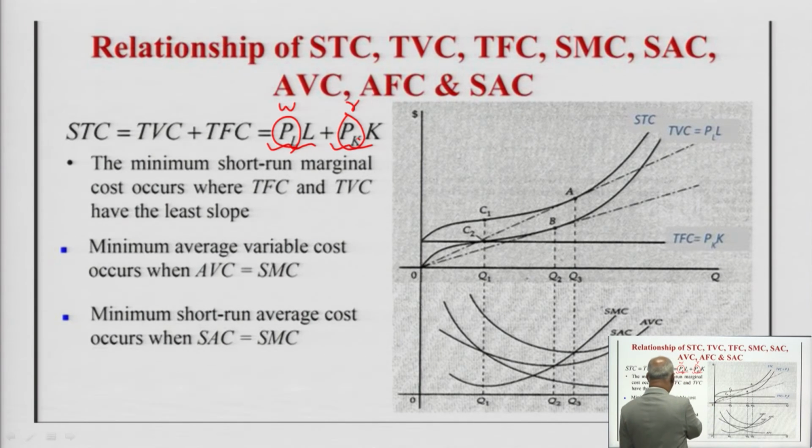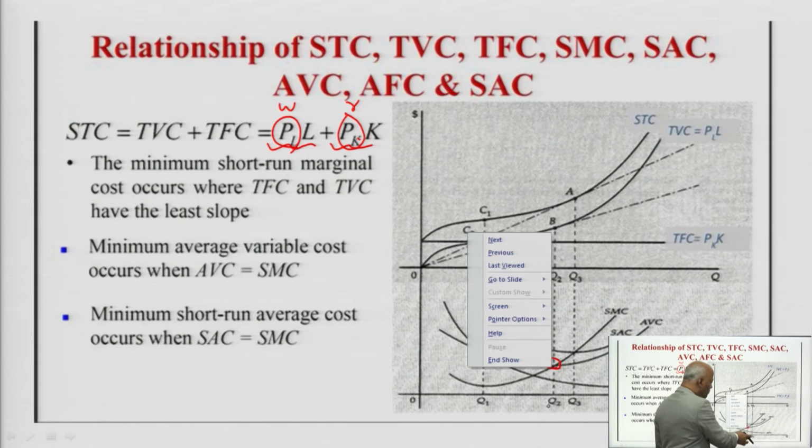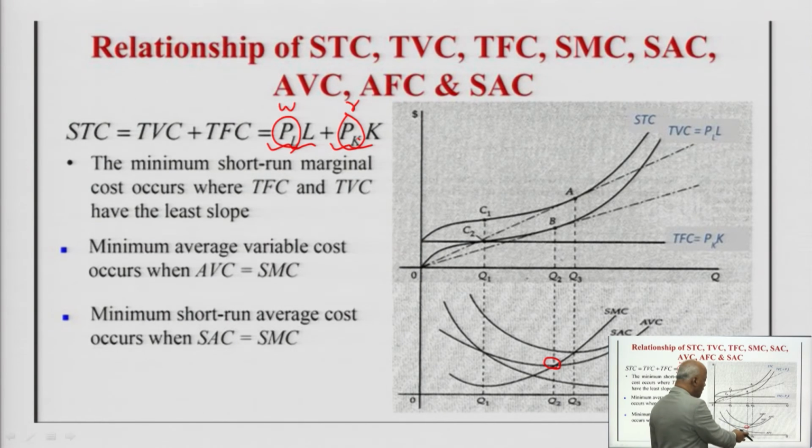Only labor is the variable component. And from here itself you will find that at this point your average variable cost is minimum, and the marginal cost, that is your SMC, is intersecting the average variable cost at its minimum point, and that is happening at Q2, that means the output produced is Q2. Similarly the marginal cost is also intersecting the short run average cost curve at this point, which is also the minimum point. So at these minimum points, short run marginal cost is equal to average variable cost, and at this point short run marginal cost is equal to the short run average cost.